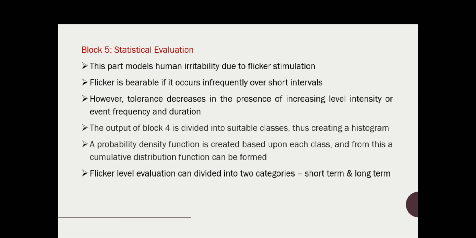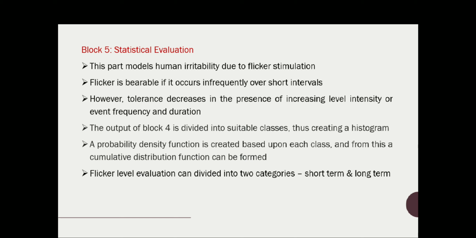The fifth block is statistical evaluation. This block 5 consists of the statistical analysis of the instantaneous flicker level. The output of block 4 is divided into suitable classes, thus creating a histogram. A probability density function is created based upon each class, and from this a cumulative distribution function can be formulated. So this part models the human irritability due to flicker stimulation.